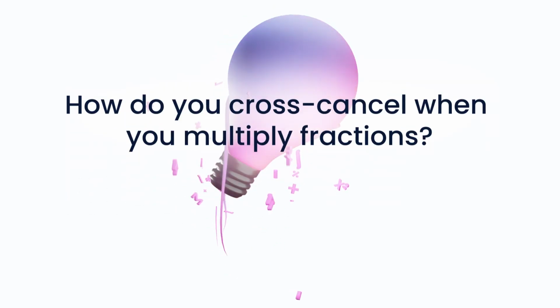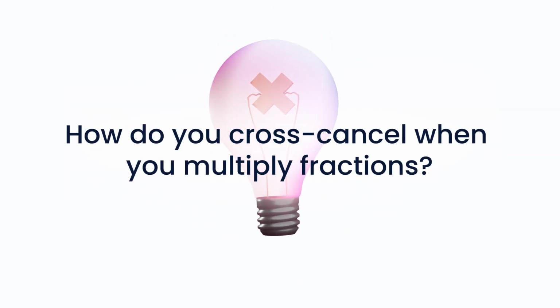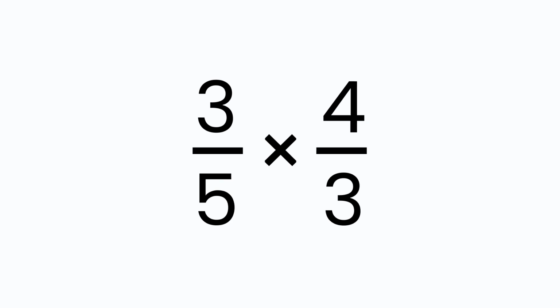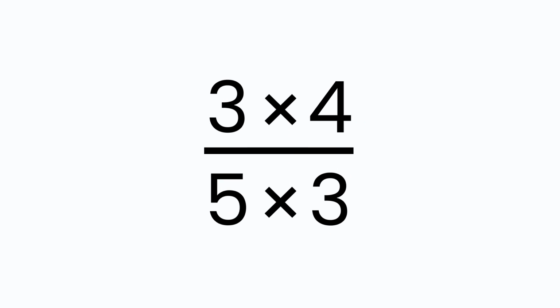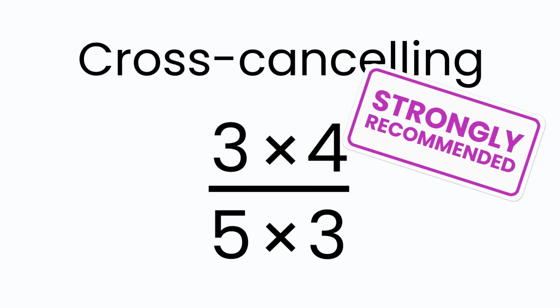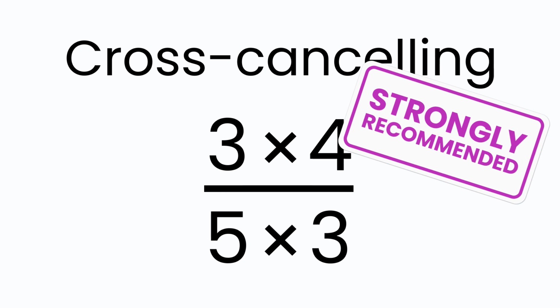How do you cross-cancel when you multiply fractions? When you multiply fractions, you multiply the numerators together and multiply the denominators together. But there is another, much simpler method. It's called cross-canceling. You might remember canceling common factors above and below the fraction bar when you were simplifying fractions.